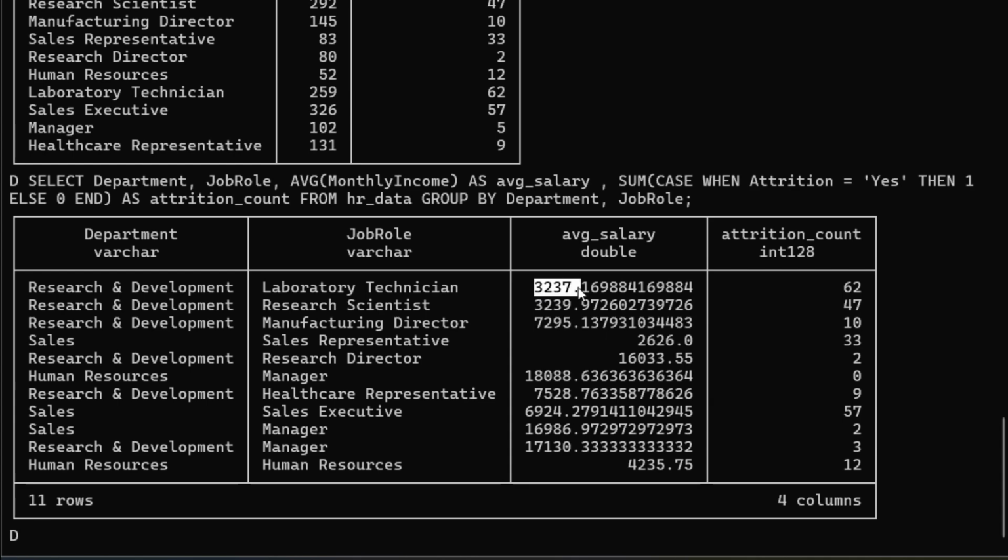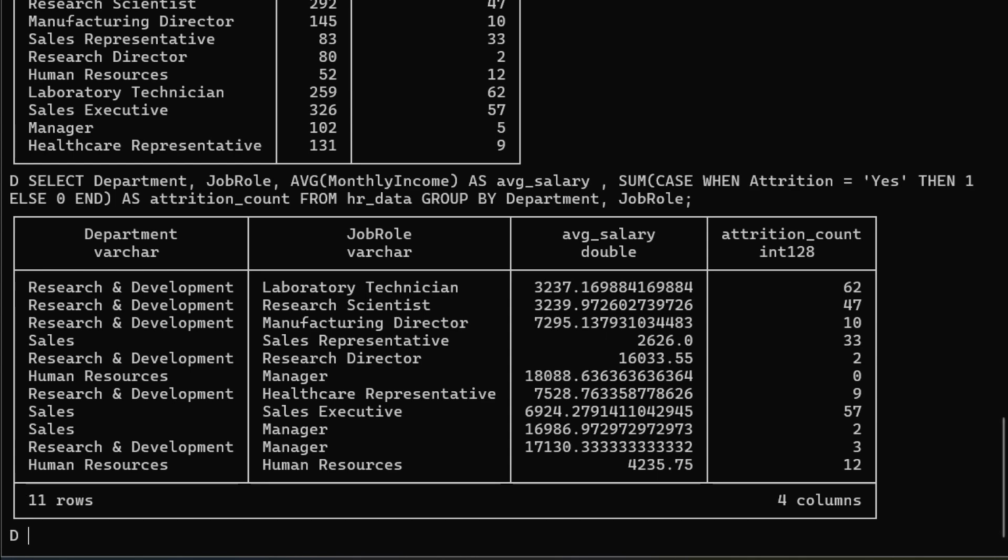Now the real part, finding the problem. The laboratory technician has an average salary of 32K, and the attrition count is 62. When we come to the research scientist, the average salary is almost the same, and the attrition count is 47. When it comes to the sales representatives, the average salary is almost 2626, and the attrition count is 33. So here we can clearly see a pattern.